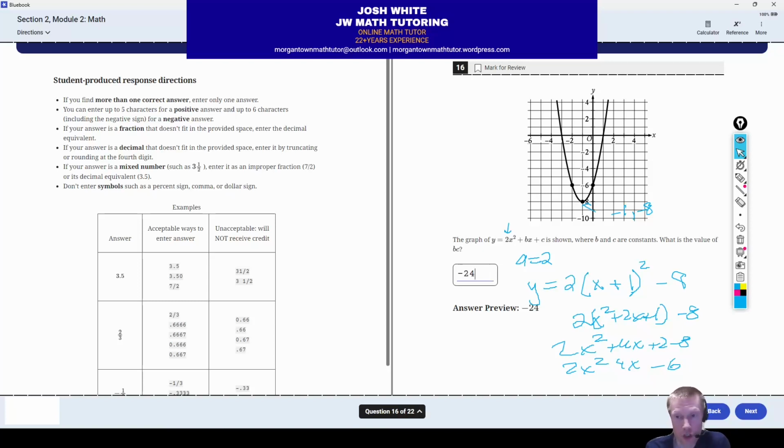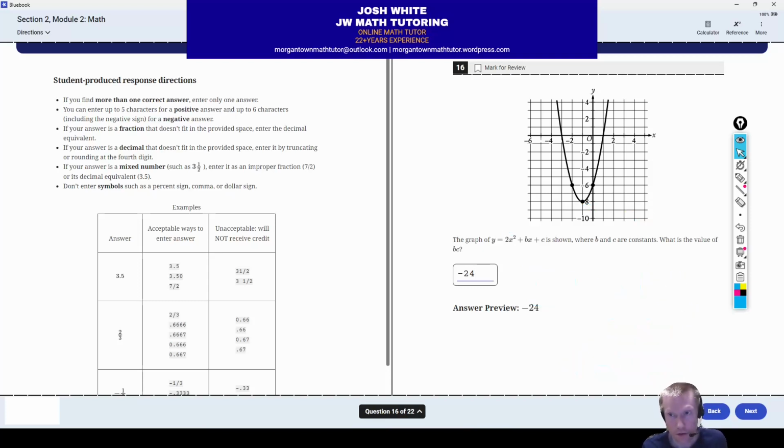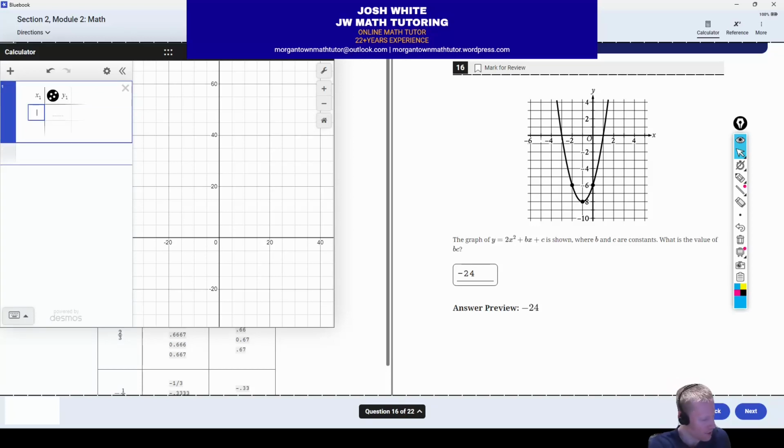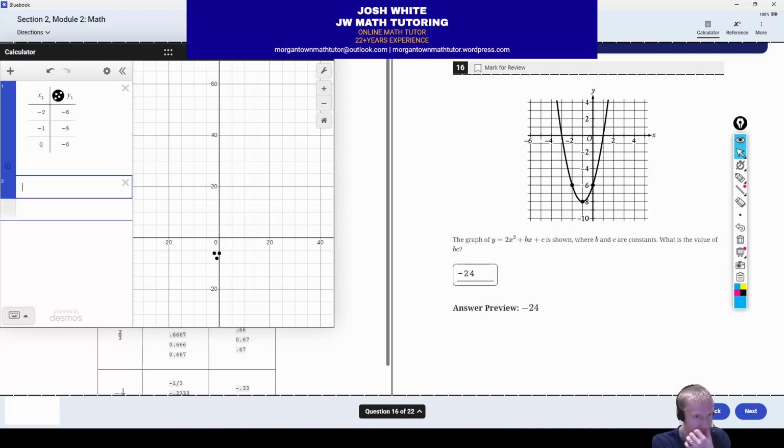However, here's an alternate way you could do this in Desmos, which will be much, much easier. I'm just going to do a quadratic regression. I'm going to enter the 3 points that were given on the graph. So we've got -2, -6. We already saw -1, -8. And we've also got 0, -6. Now, quadratic regression, and I'm going to do it in standard form.